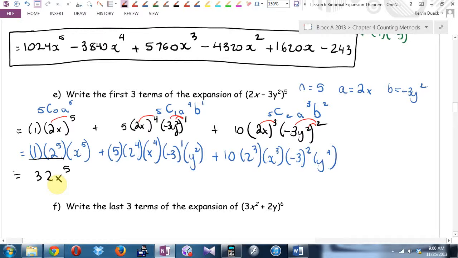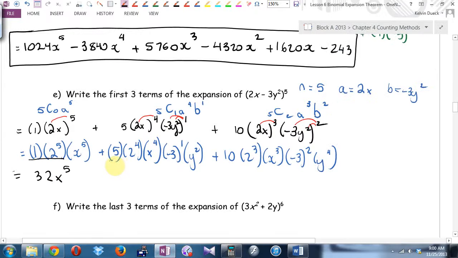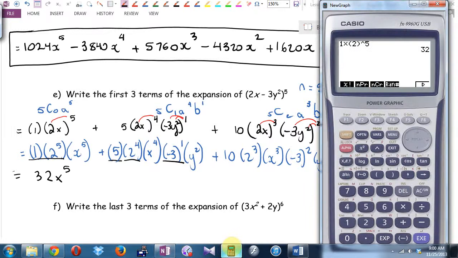So far, so good, Erica? The second term, look at all the numbers. Now, in the second term, that's going to be part of the coefficient, that's going to be part of the coefficient, and that's going to be part of the coefficient. In the second term, the coefficient is going to be a 5 times a 2 to the 4th times a negative 3 to the 1. I didn't really need to put that to the 1, but I'm just putting it there because, you know, when there's not a 1, we have to include that. What do you get for the coefficient of the second term?